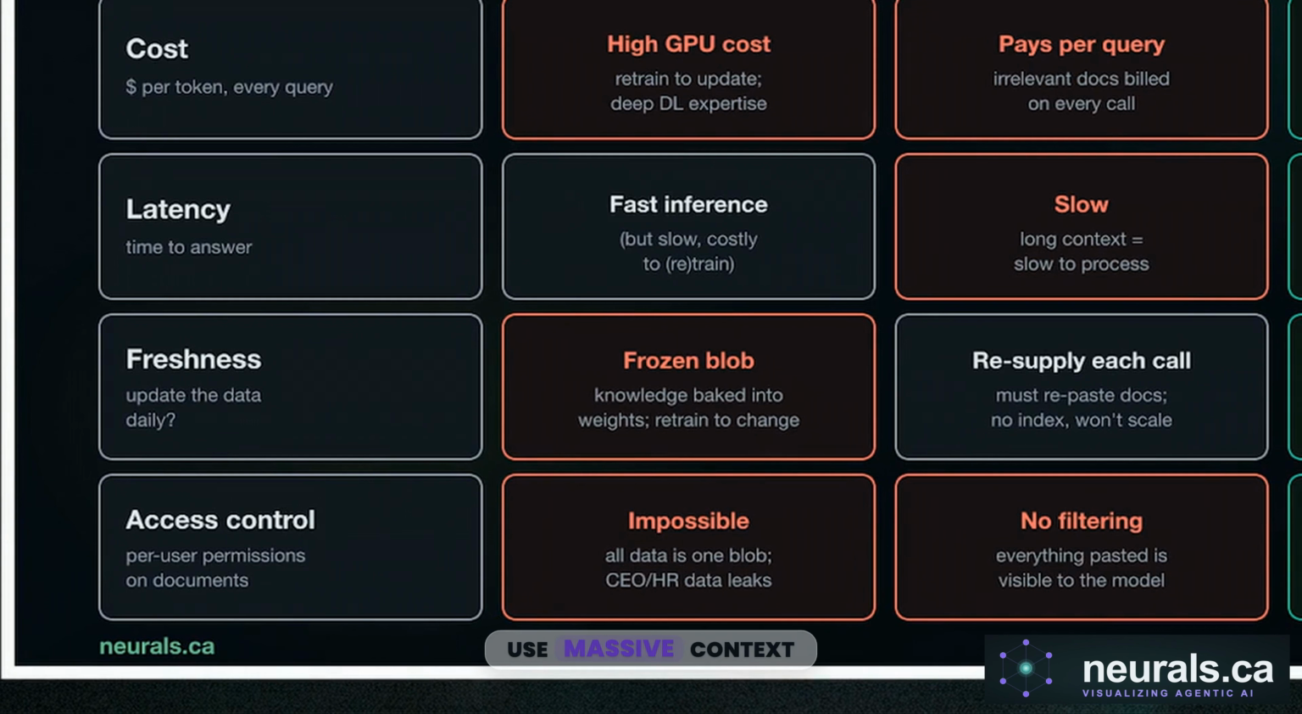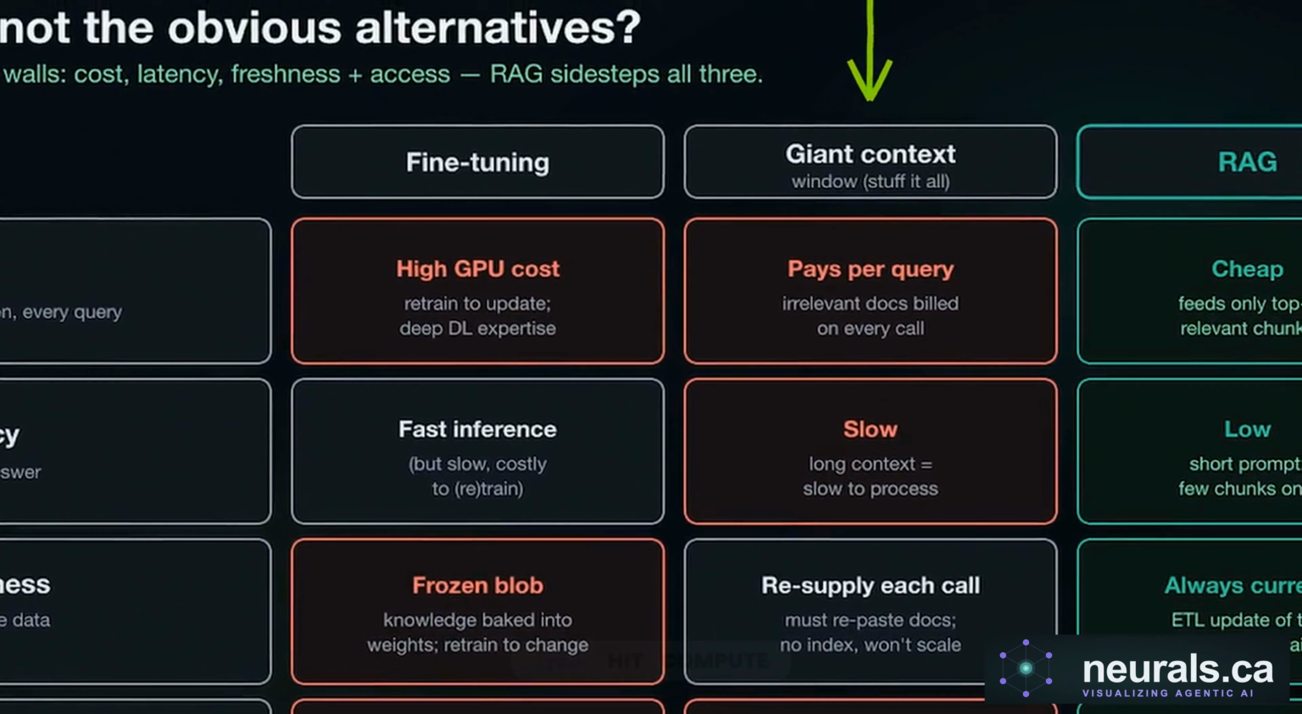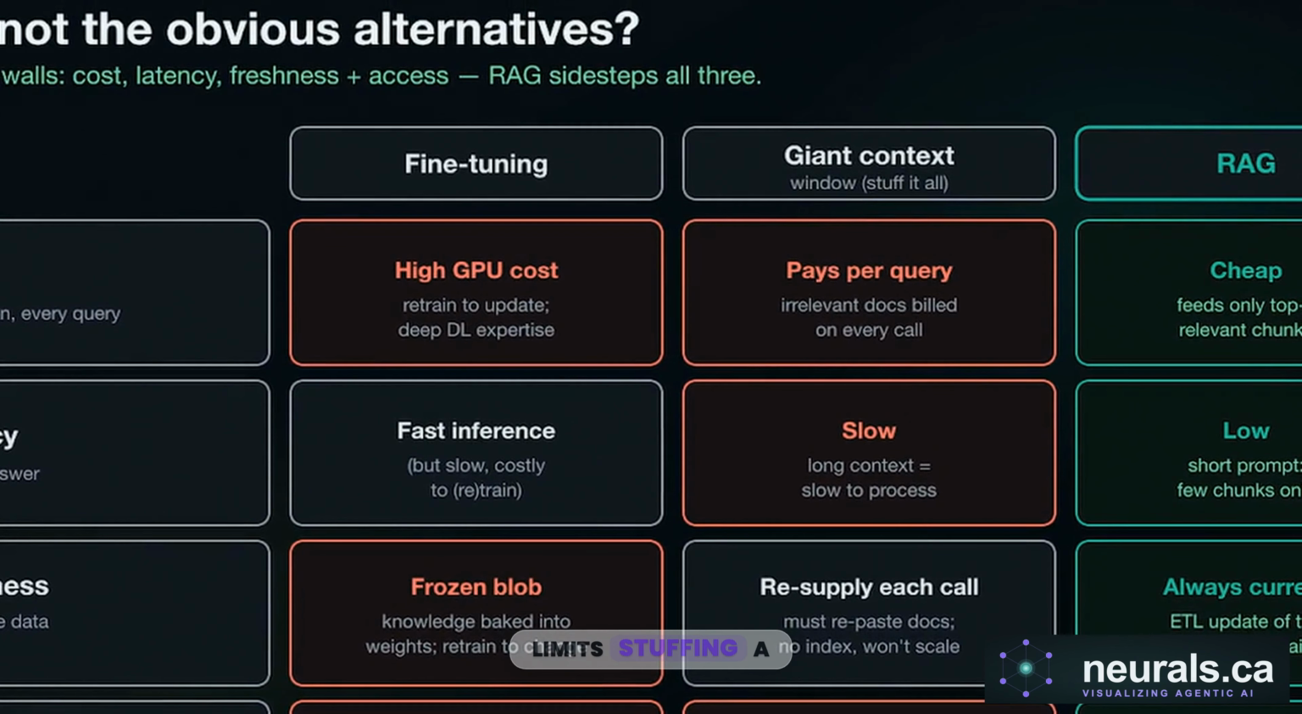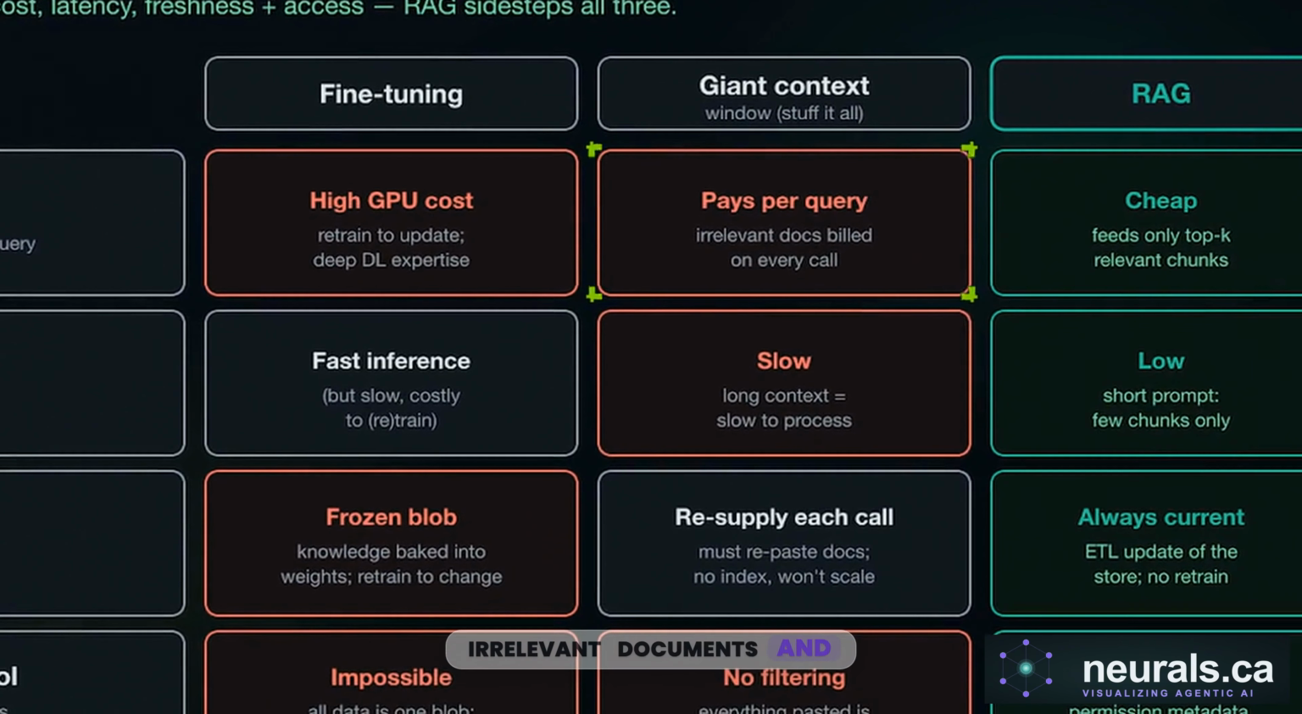If you try to use massive context windows, pasting thousands of pages into every single prompt, you hit compute limits. Stuffing a wall of text into every API call forces you to pay a high cost per query for mostly irrelevant documents, and processing that much data slows inference to a crawl.